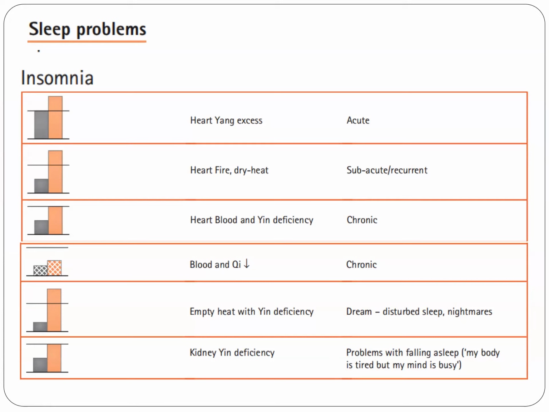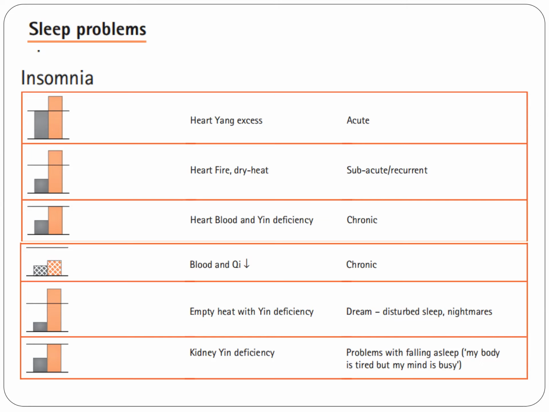Meron siyang subacute or recurrent. Ang third tower diagram, deficient po yung yin, normal yung yang. So the patient is heart, blood, and yin deficiency. This one is chronic.